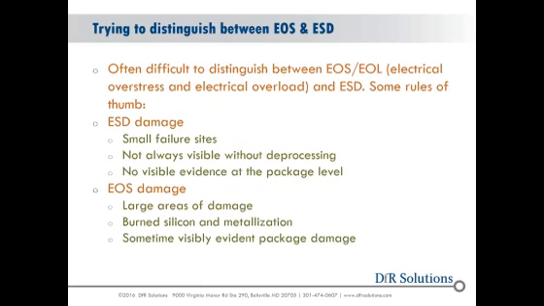So trying to distinguish between ESD and EOS can be difficult. ESD damage, like we've shown in pictures, is typically small failure sites, not always visible without deprocessing the component. Usually there is no visible damage at the package level, whereas with EOS there are much larger areas of damage, might be burned or melted aluminum or silicon in metallization, sometimes visible on the external portion of the package.